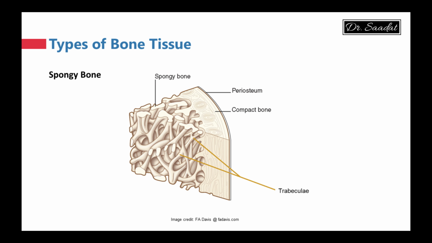Spongy bone. Spongy bone, also known as cancellous bone, is a less dense type of bone tissue found primarily within the inner core of most bones. It has a lattice-like structure composed of thin, interconnected trabeculae of bone matrix. This spongy architecture makes spongy bone lighter than compact bone, but it still provides significant support and helps to distribute weight and absorb shock.